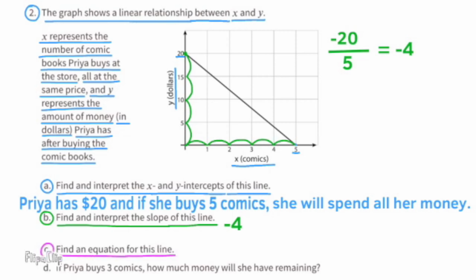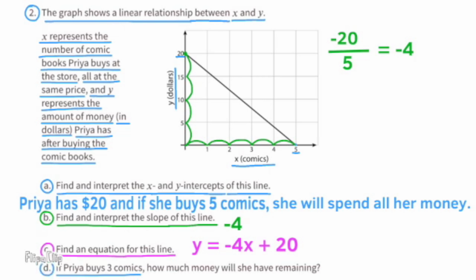C. Find an equation for this line. Y equals negative 4x plus 20, or y equals 20 minus 4x. This means that the value for y will be equal to the slope, or negative 4 times the value for x, plus the y-intercept, which is 20.